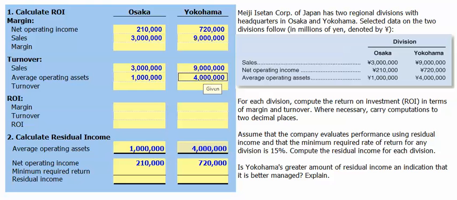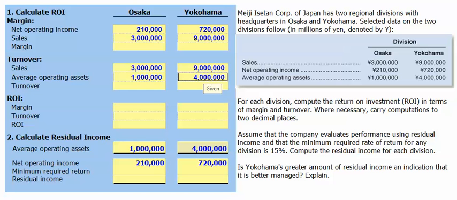For each division, compute the return on investment in terms of margin and turnover, and assume the company evaluates performance using residual income and the minimum required rate of return for any division is 15%. Compute the residual income for each division.